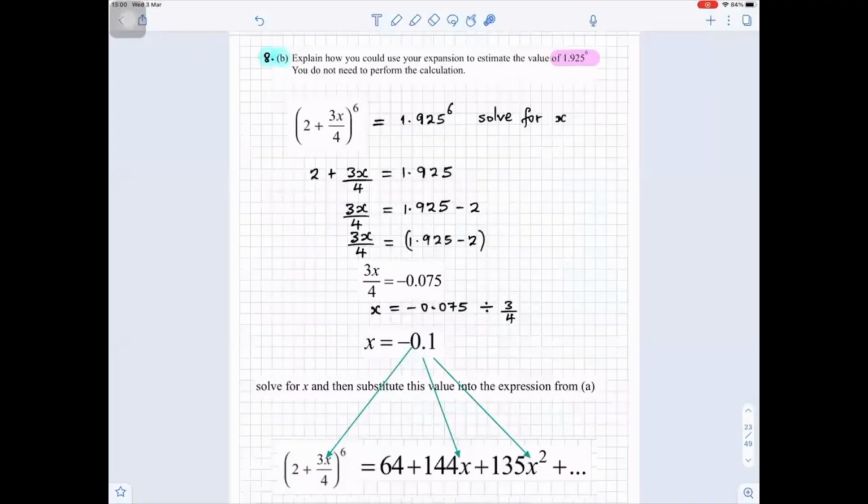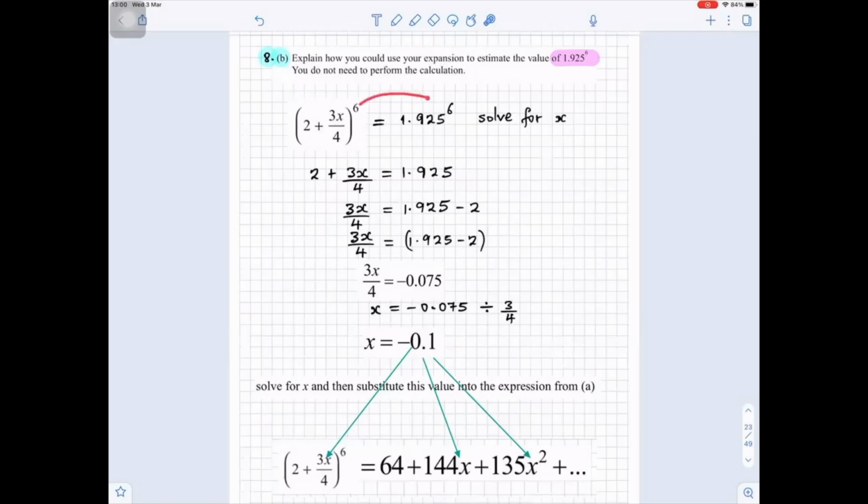For number 8b, explain how you could use your expansion to estimate the value of 1.925 to the power 6. You do not need to perform the calculation. So what you want to do is write (2 plus 3x over 4) to the power 6 is equal to 1.925 to the power 6. And we want to solve for x, which is what you're going to substitute in.